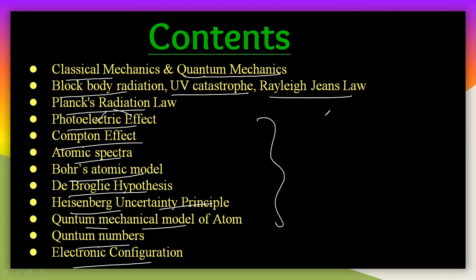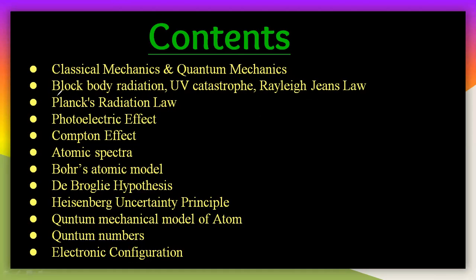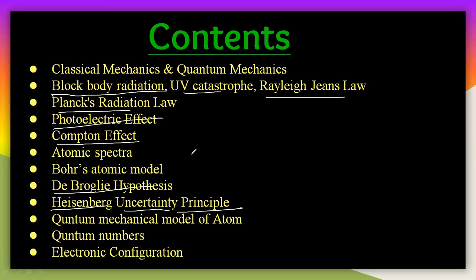But this is actually a very lengthy chapter. In the syllabus you don't have all these things, because they are there in your intermediate level, which you have already studied in your earlier classes. At your degree level, at your B.Sc level, you have only these things: black body radiation, UV catastrophe, the Rayleigh-Jeans law, Planck's radiation law, photoelectric effect, Compton effect, the de Broglie hypothesis, and the Heisenberg uncertainty principle.